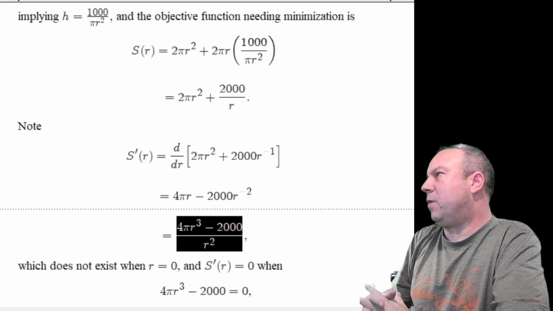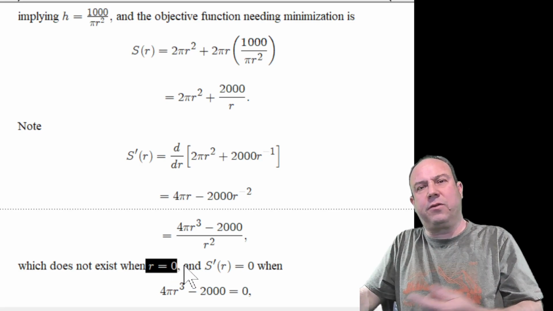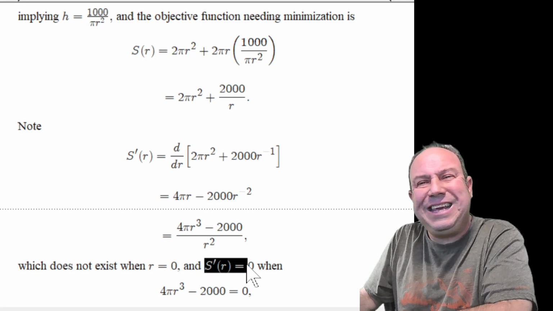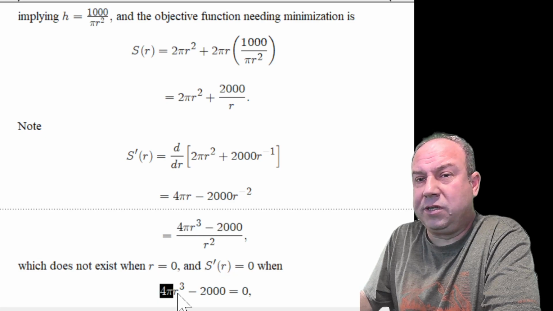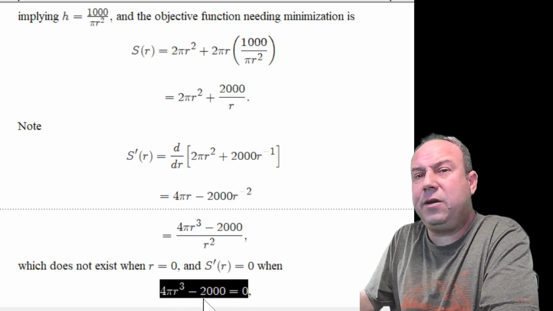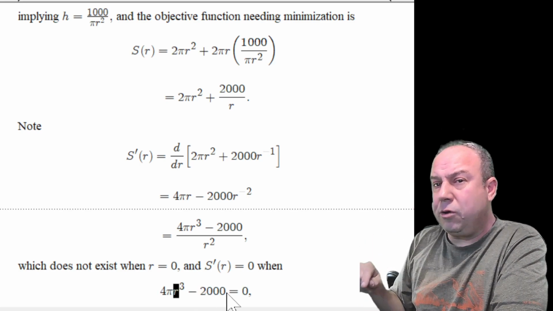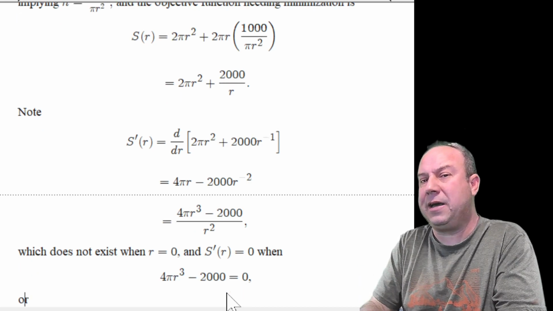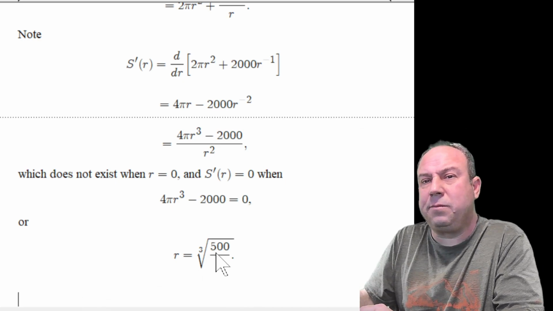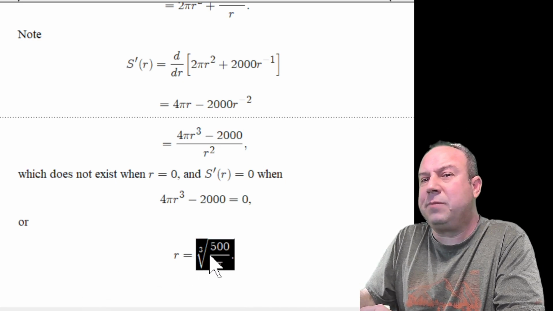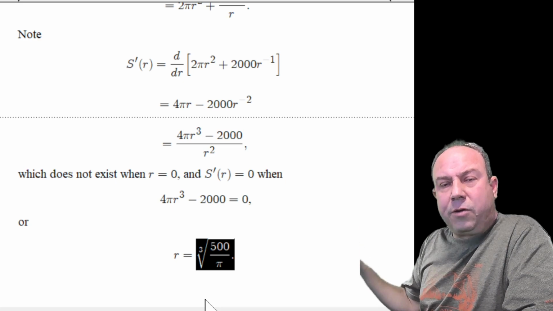Now this rational form, s prime, does not exist when r equals 0. So 0 is going to become our first critical point, and it actually equals 0 when the numerator is equal to 0. So setting the numerator equal to 0 and solving for this r, we're going to see it's going to be the cube root of 2,000 divided by 4 pi. Well, the 2,000 divided by 4 simplifies to 500, so this becomes the cube root of 500 divided by pi. And that is our other critical point.